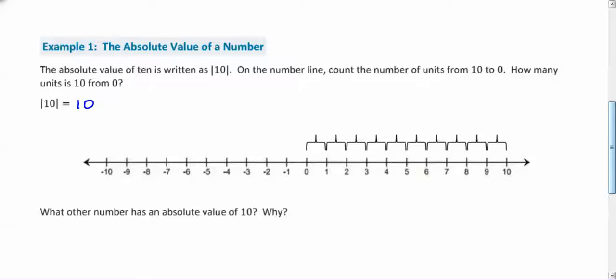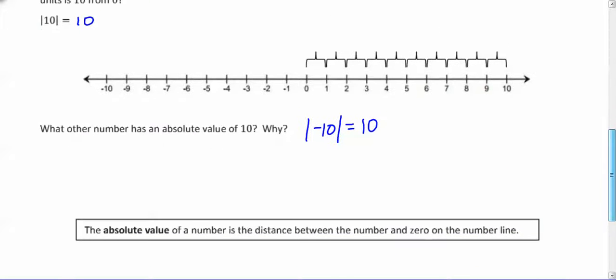What other number has an absolute value of 10? Peyton. -10. Very good. So let's write the absolute value of -10 equals 10. Again, make sure it doesn't look like 1 minus 101 equals 10. Okay? Why is that true? Let's go back to what we said earlier. Because a number and its opposite has the same absolute value? Very good.